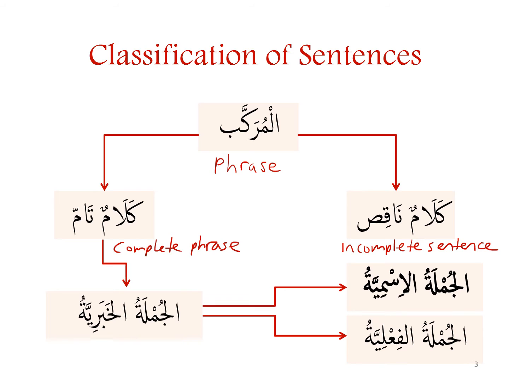And the other word we have for that is al-jumlatul khabariyya, or the sentence with or of news. And that's where the two classifications that we've looked at so far come into play: al-jumlatul ismiyya, the nominal sentence, and al-jumlatul fi'aliyya, the verbal sentence.